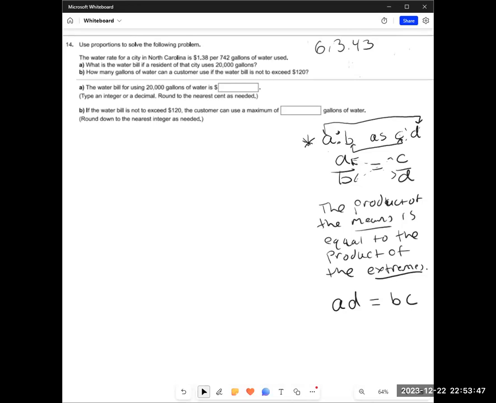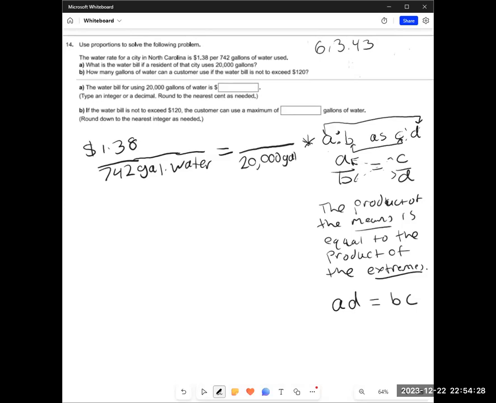The water rate for the city of North Carolina is $1.38 per, there's my fraction, 742 gallons of water. And we're going to set up a proportion here. It says, what is the water bill if a resident of that city uses 20,000 gallons? So we're going to put 20,000 gallons of water where the gallons of water are, and we're going to put our unknown in the top here.